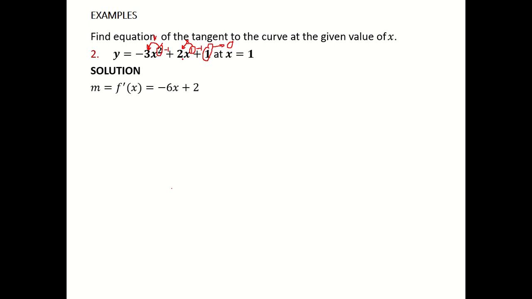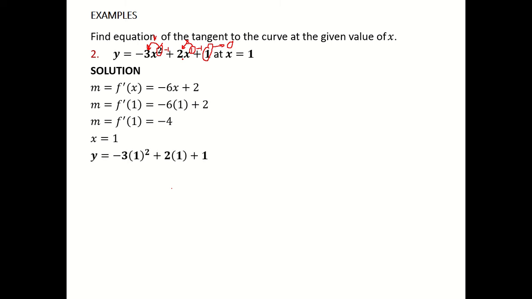Then I'm going to take the given x value and substitute it into the gradient formula, and it'll give me the gradient of the tangent at x is equals to 1, which is -4. I do have the x coordinate, I'm missing the y coordinate. How do I find the y coordinate again? You will take the given x coordinate and substitute it into the original function. So wherever there's x in the original function, you will substitute 1, and that will give you 0. So your coordinates will be 1 and 0.